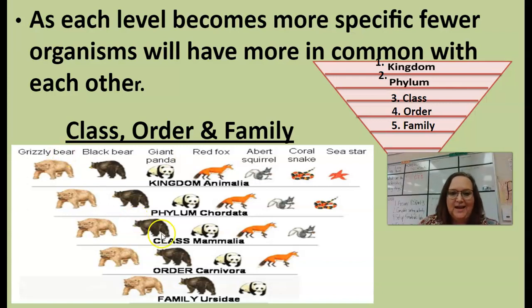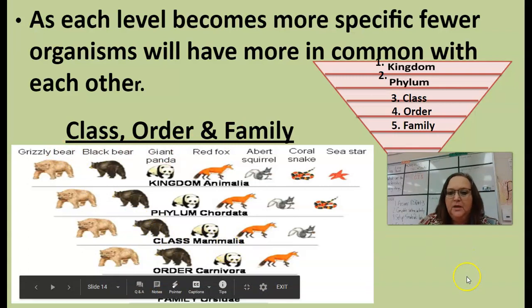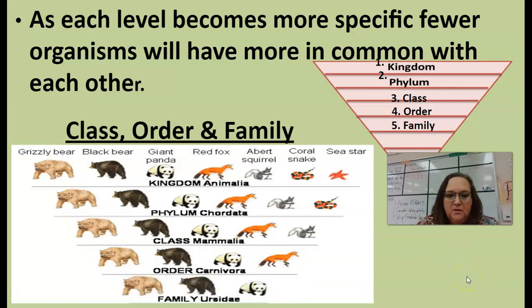So if we look at the class Mammalia, that means we've got the grizzly bear, the black bear, the giant panda, the red fox, and the squirrel. The snake is not a mammal, so it's not in the class Mammalia. So notice we're getting fewer animals as we go down this pyramid.